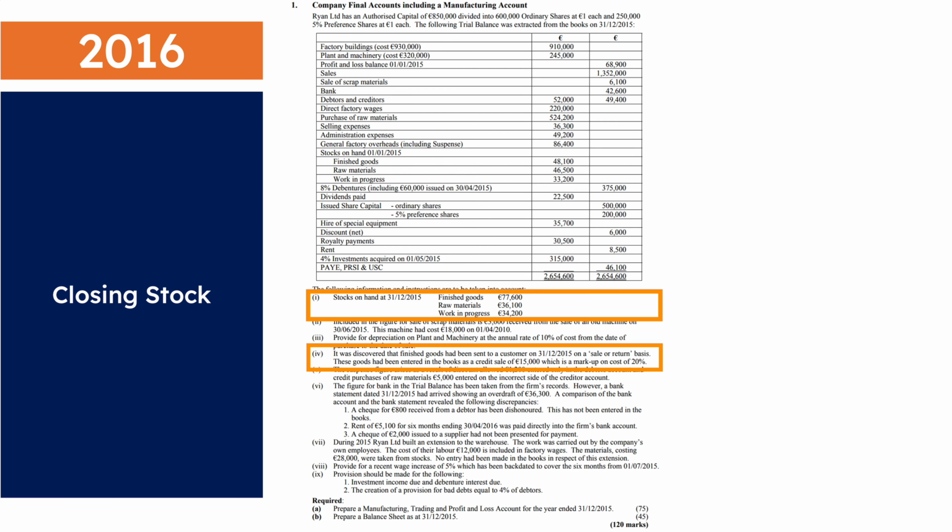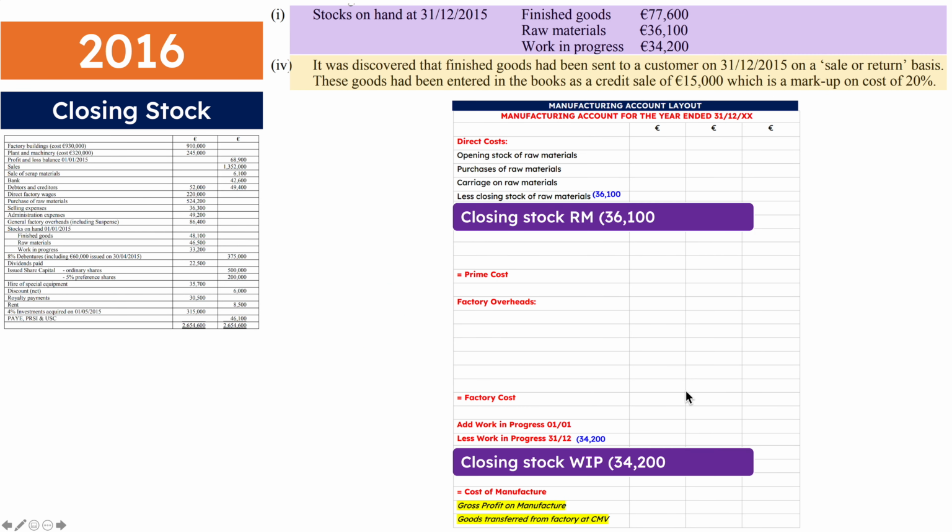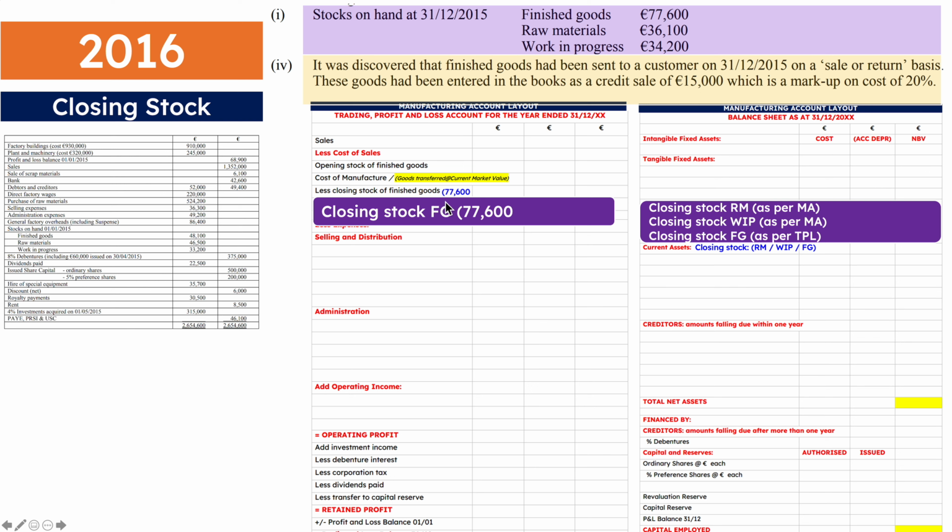2016, 2 adjustments in manufacturing accounts. So stocks on hand to 31st the 12th, finished goods, raw materials, work in progress. And number 4, it was discovered that finished goods had been sent to a customer on 31st of the 12th, 2015 on a sale or return basis. These goods have been entered in the books as a credit sale of 15,000, which is a markup on cost of 20%. Okay, so we have here closing stock of raw materials 36.1, closing stock work in progress 34.2. They're both in the manufacturing account, and the finished goods 77.6 will go in the trading and profit and loss. All 3 of them will go in the manufacturing account, and it's totally okay to put them all together there.